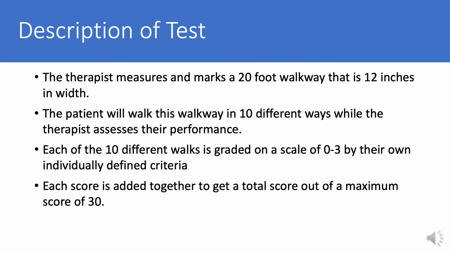The patient will walk this walkway in 10 different ways while having their gait assessed by the therapist. Each of the 10 different walks is graded on a scale of 0 to 3 and is scored individually. They each have their own criteria that the therapist scores themselves. Each score will be added together by the therapist to get a total score out of a maximum of 30.